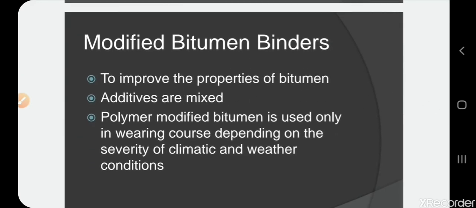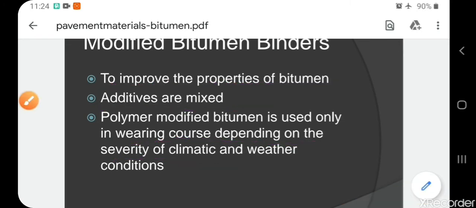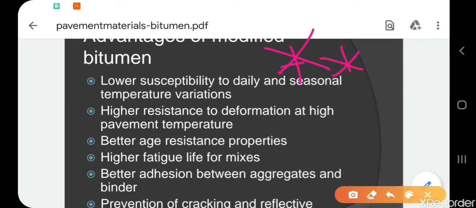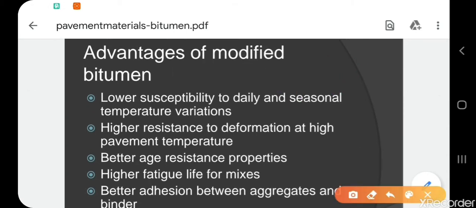Modified bitumen binders. To improve the properties of the bitumen, additives are mixed. Polymer modified bitumen is used only in the wearing course, depending on the severity of climatic and weather conditions. The most important advantages of modified bitumen. What are the advantages? As the name indicates, modified bitumen has more advantages than the normal types of bitumen.